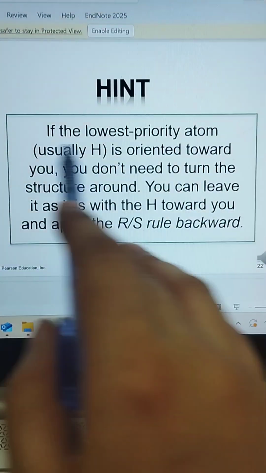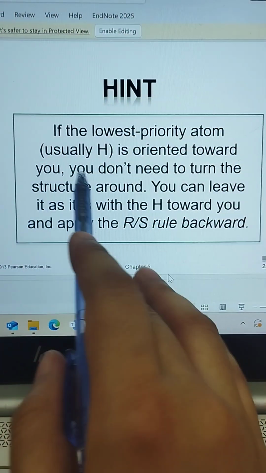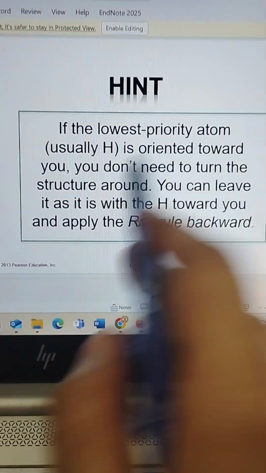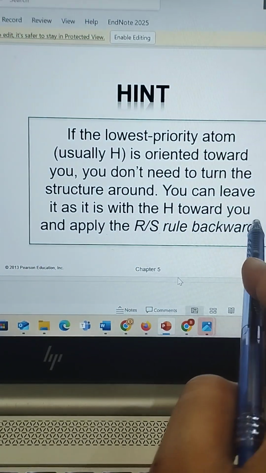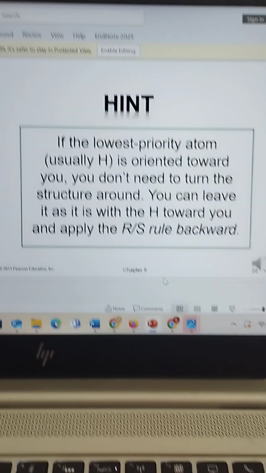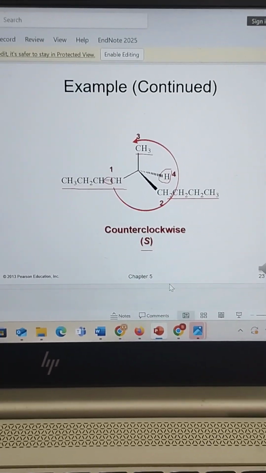So there is another hint. If the lowest priority atom, usually hydrogen, is oriented towards you, like it is on the wedge, you don't need to turn the structure around. You can leave it as it is with the hydrogen toward you and apply the RS rule backward. So we will understand this from this example.